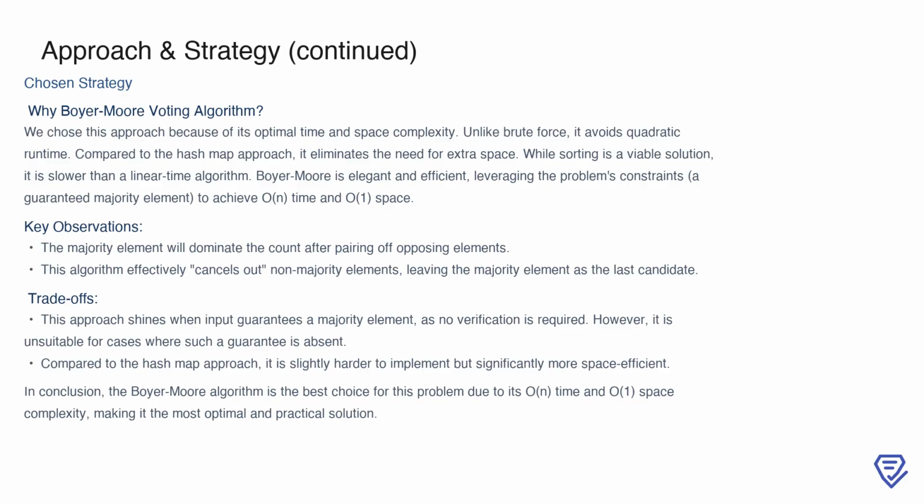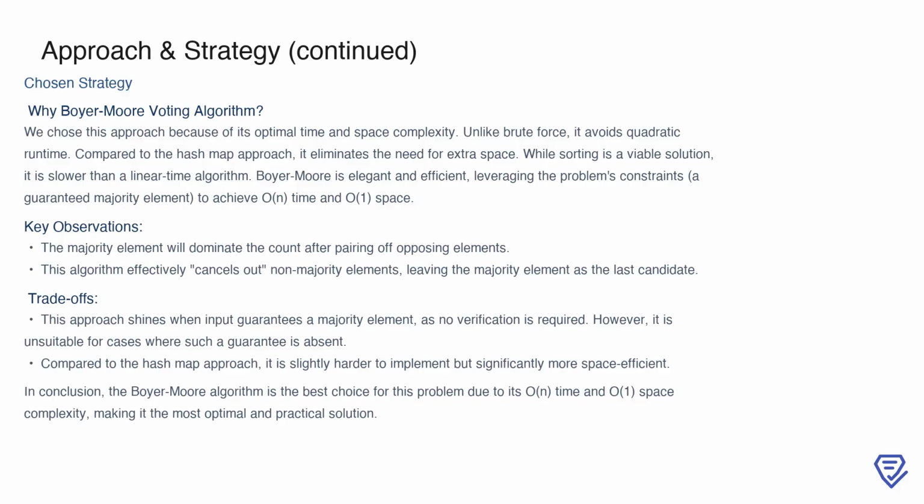This algorithm capitalizes on the guarantee of a majority element, using the pairing-off technique to cancel out non-majority elements. One key observation is that the majority element will always dominate the count after all opposing elements are paired off. This elegant mechanism ensures that the majority element emerges as the last candidate. However, the trade-offs include its reliance on the guarantee of a majority element. If this guarantee is absent, additional steps would be required to verify the result.